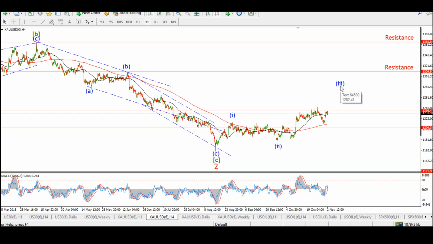It looks like we're within wave 3 up anyway, but there's a decent chance that we are. This interim high here this week was just wave 1 of 3, and the corrective decline was wave 2 of 3. So we could be working on wave 1, 2, and a third of a third next week, which would push us probably back up towards the 1300 level again. And wave 3 in general should probably push us back up there.